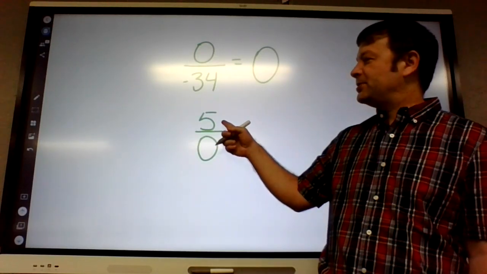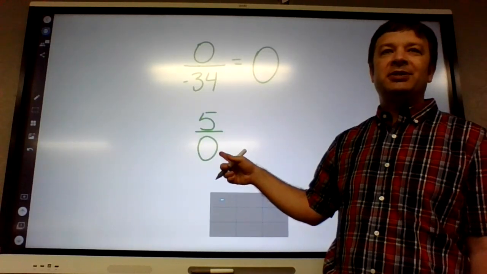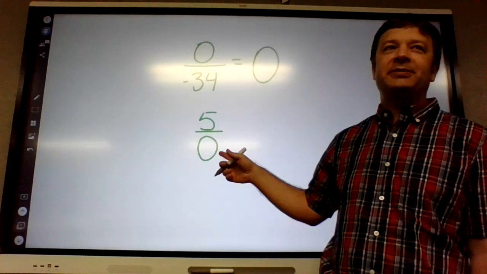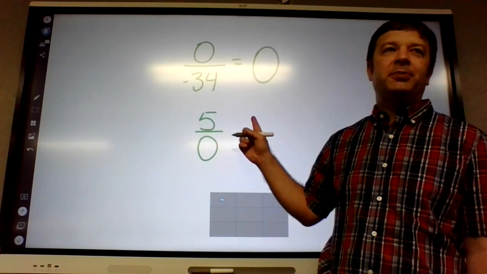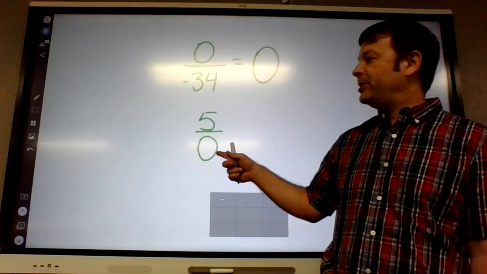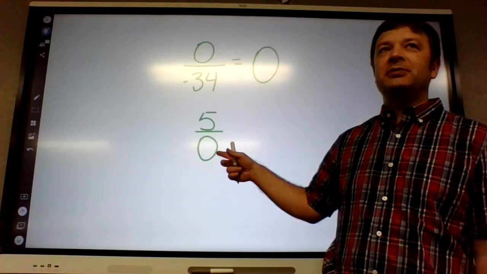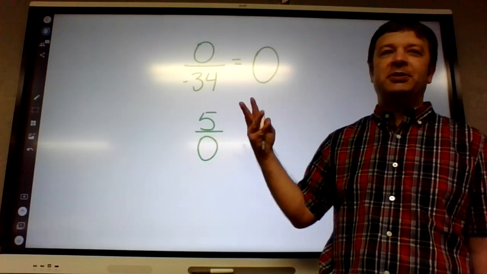Okay, this means 5 cookies split among 0 people. How many cookies does each person get? 0. Okay, there are no people. Let me say it again. 5 cookies split among 0 people. How many cookies does each person get? 0. No, there's no people, so the question doesn't make any sense.